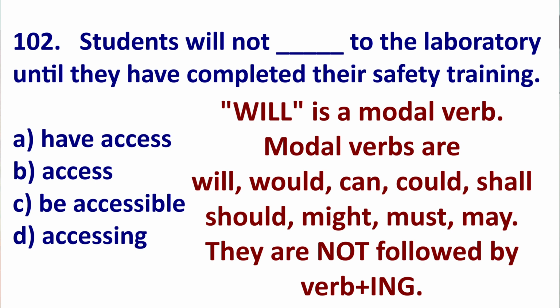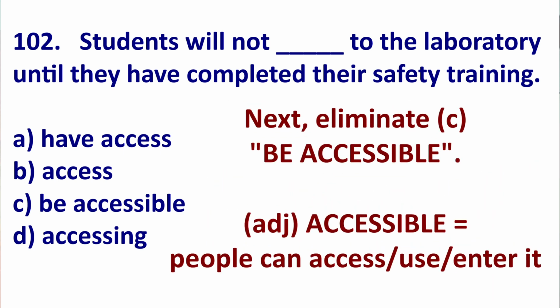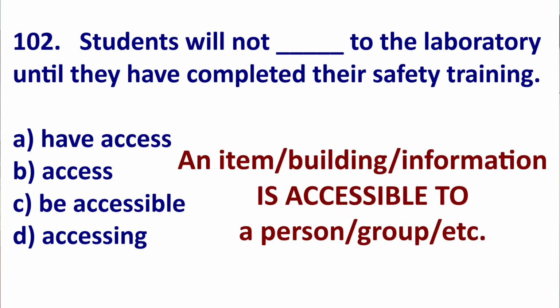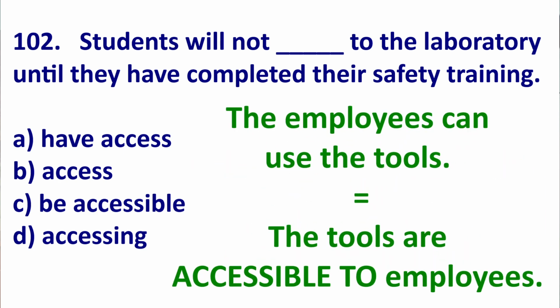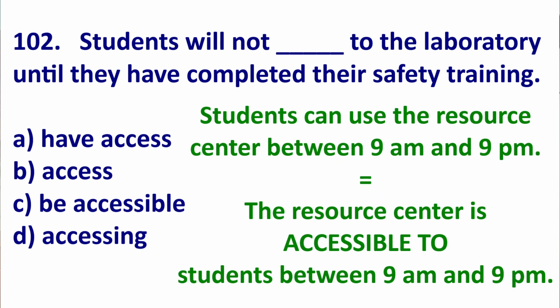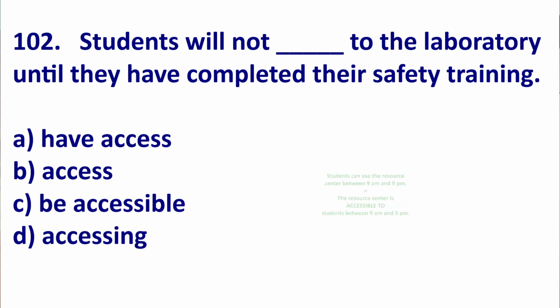So immediately eliminate D. Next, eliminate C. Accessible is an adjective. It means people can access it. An item is accessible to a person or group. So we see a situation, the employees can use the tools. So the tools are accessible to employees. Or students can use the resource center between 9 a.m. and 9 p.m. So the resource center is accessible to students.